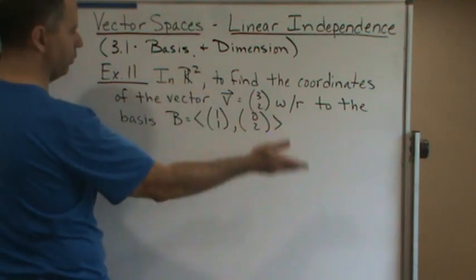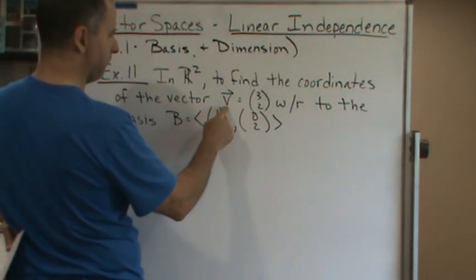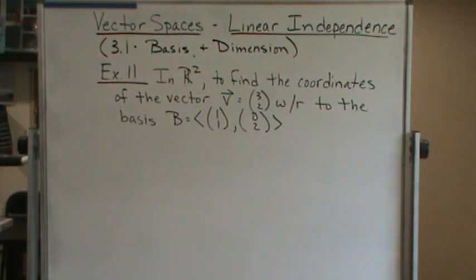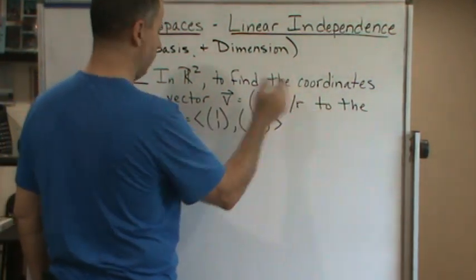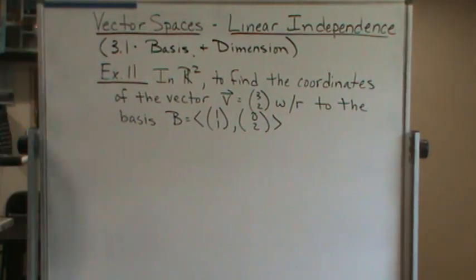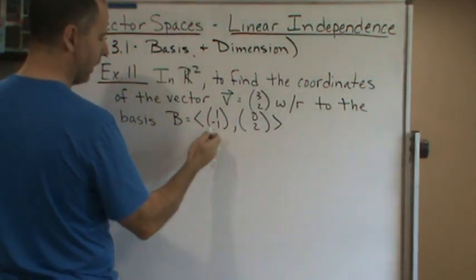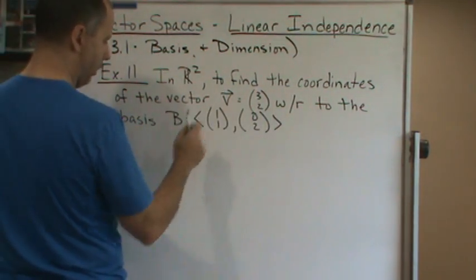It says in R2, to find the coordinates of the vector V with respect to the basis B given here. So we want to find the coordinates in the representation, right? In order to do that, as it should be kind of clear to you at this point, we're going to take a linear combination of these two that should add up to equaling the vector, right? So let's do that.